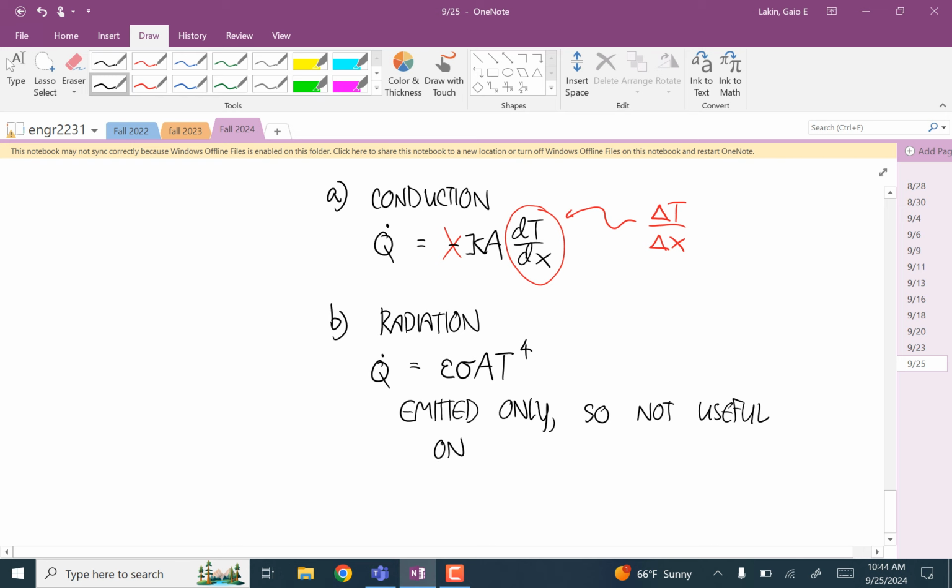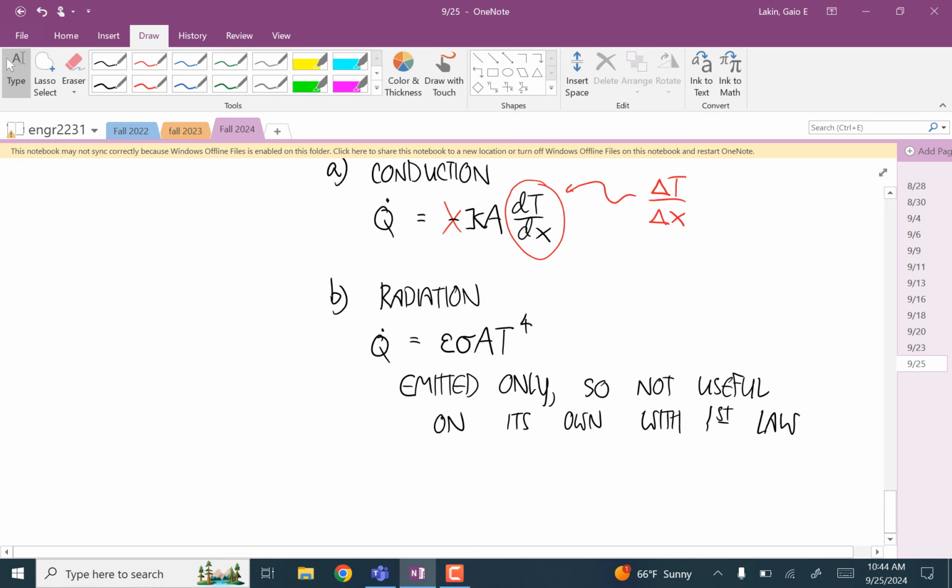Okay, let me just write this and then I'll answer that. So it's not useful on its own with the first law. And the reason is that for the first law, we care about the net change in heat, the net absorption of heat by our system. And so this is only telling one of the two directions. It's saying we're losing this much heat, but it isn't saying anything about how much heat is coming in. So for the most part, unless you're given more information than that, there's not really any use for this in the first law.